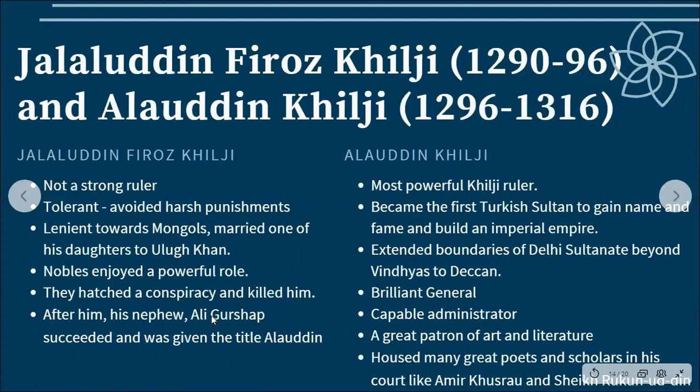Now, Alauddin was the most powerful Khilji ruler. Students, he became the first Turkish sultan to gain name as well as fame, right? And to build an imperial empire, right? So why is he so famous? Because he was very powerful, and also he was the first Turkish sultan to gain name and fame and build an imperial empire. So he extended the boundaries of the Delhi Sultanate beyond the Vindhyas to the Deccan.